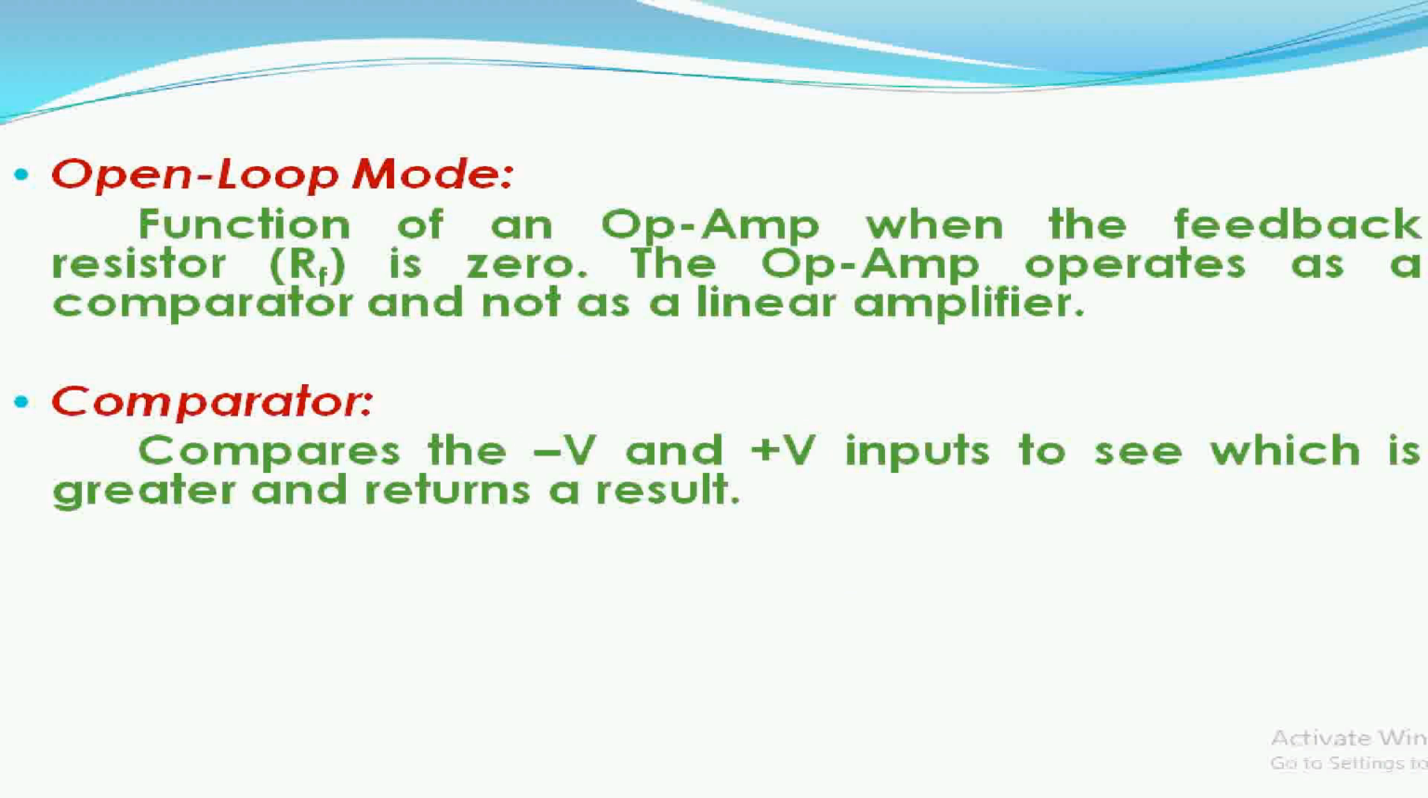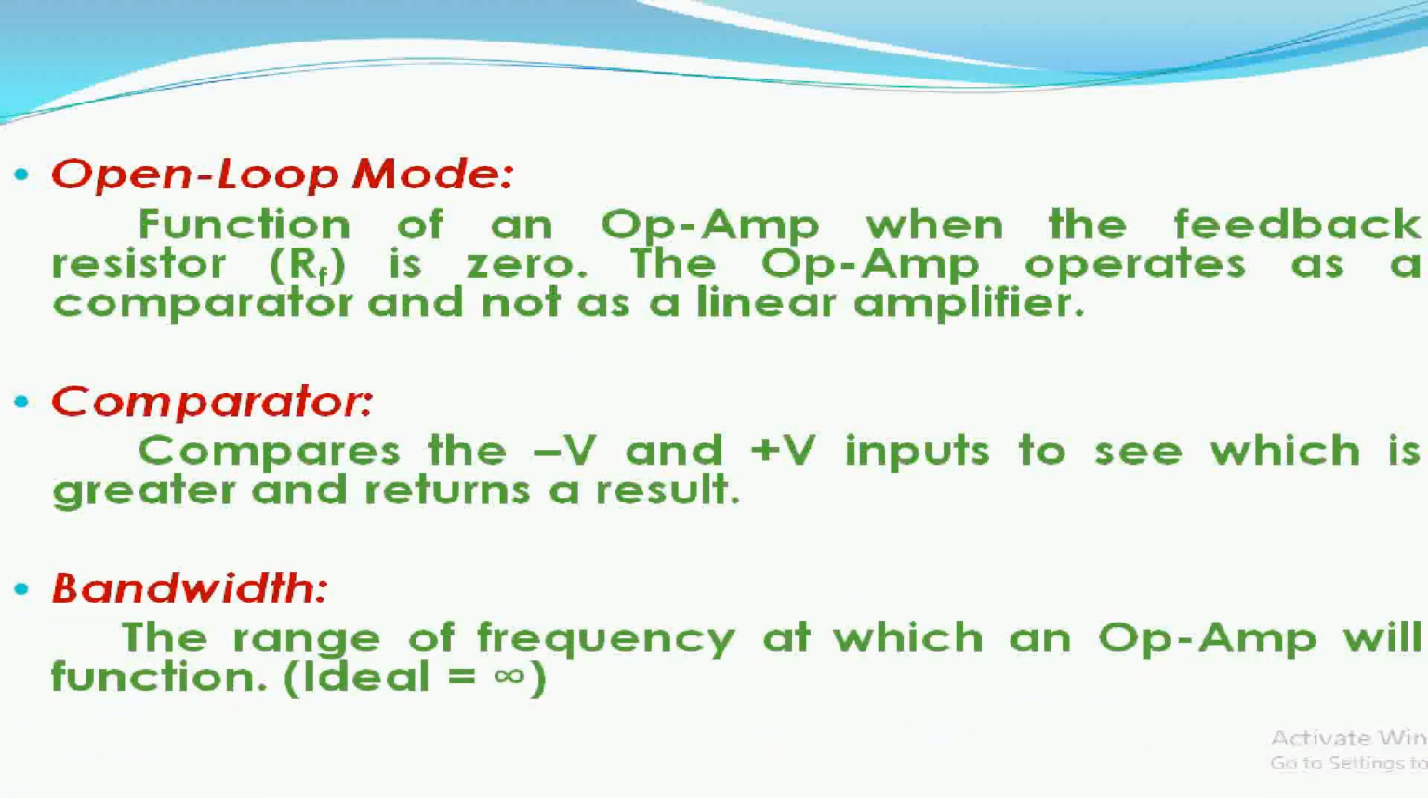Comparator: it compares the minus V and plus V inputs, sees which is greater, and returns the result. Bandwidth: the range of frequencies at which the op amp will operate is called the bandwidth. Ideally, for the op amp, the bandwidth is infinite.